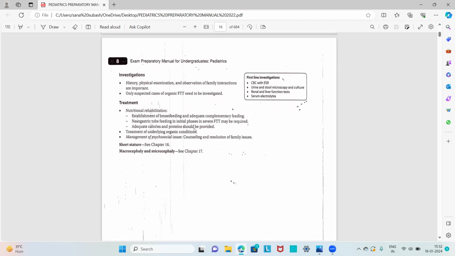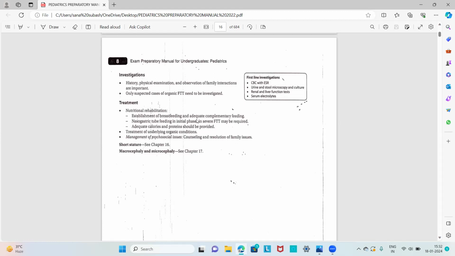Adequate calories and protein should be provided, along with treatment of the underlying organic condition. That is, if the failure to thrive is due to an underlying organic condition, we have to treat that condition accordingly, and that results in improvement in the child. Then we have to manage the psychosocial issues by counseling and resolution of the family issues. So these are the treatment options.